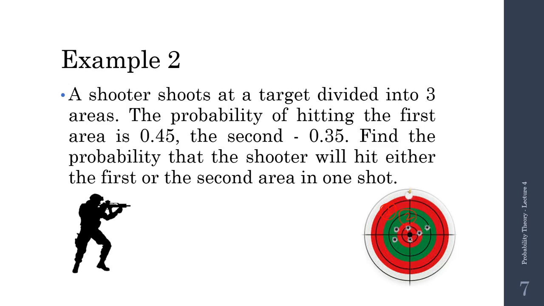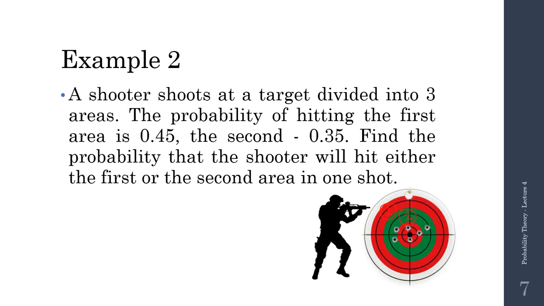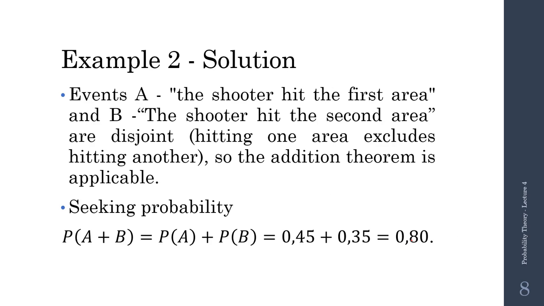This is our shooter. He wants to shoot at this target, either in the first area or the second area. What is the probability? Event A: the shooter hits the first area, and B: the shooter hits the second area. They are disjoint. Hitting one area excludes hitting another, so the addition theorem is applicable here. So the sought probability is 0.45 plus 0.35, which equals 0.80.